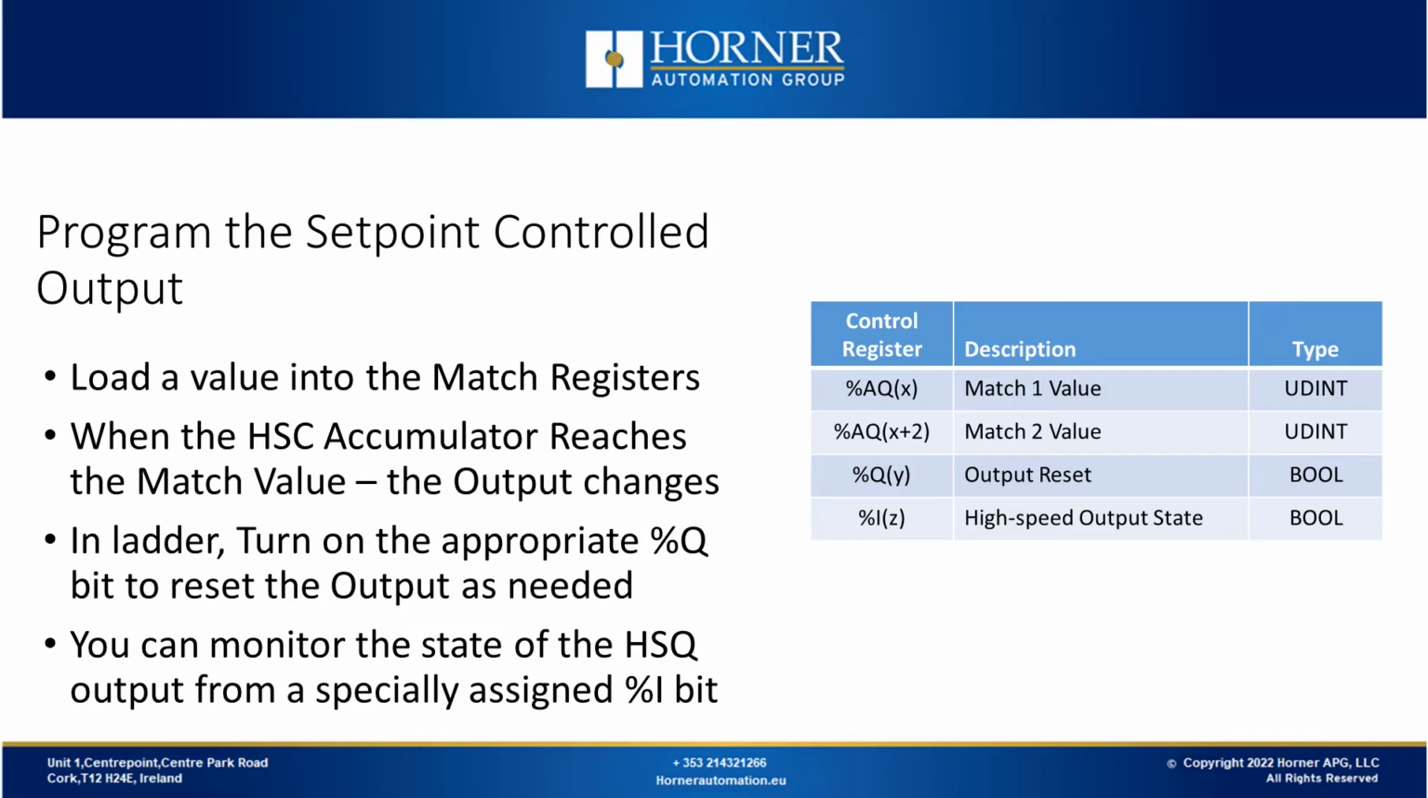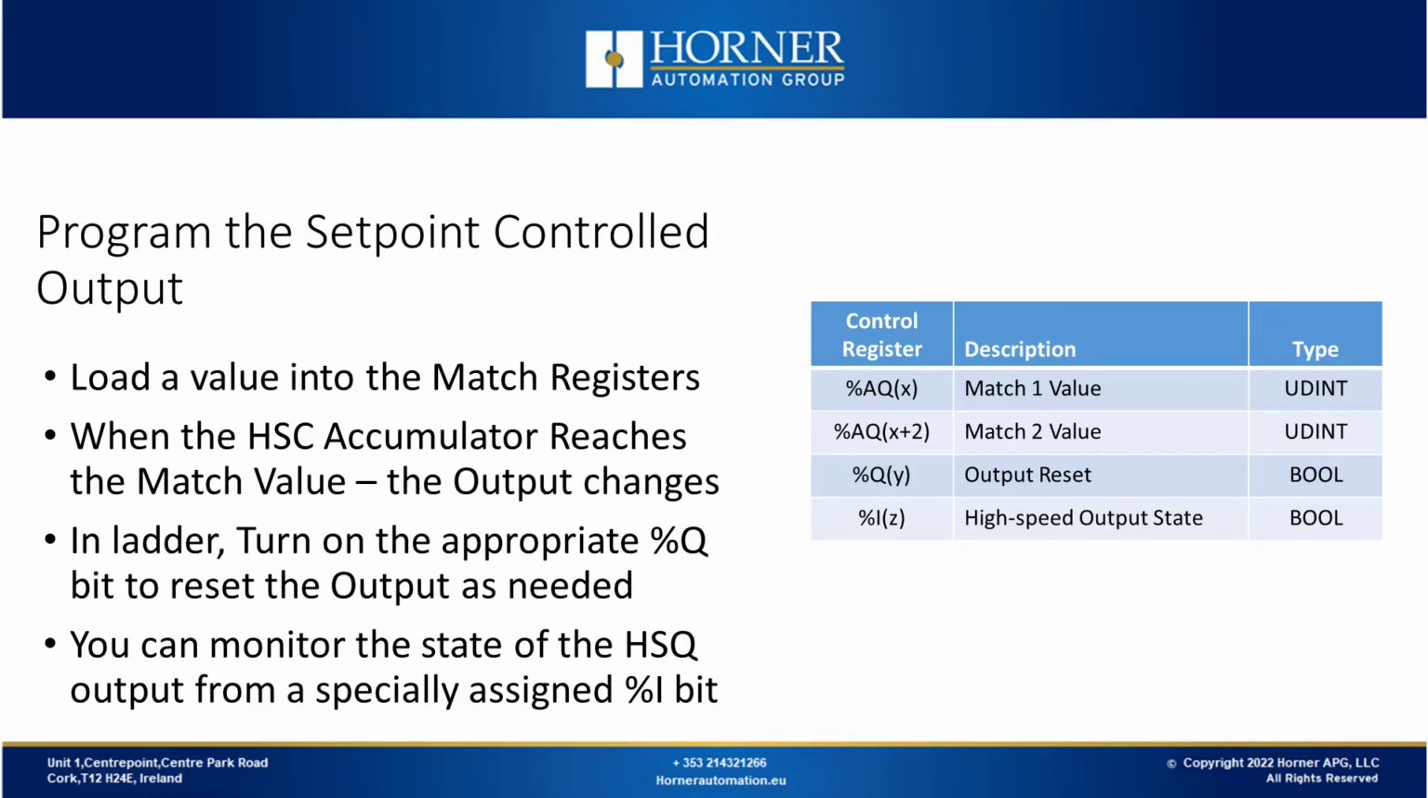Another thing you'll want to do in your program is find the Q bit that's been assigned so you can manually reset the output. For instance, if you've set your match to turn on whenever your accumulator reaches a preset point that's in the match 1 value, you're going to turn the output on. To turn that off, you use one of the Qs that's assigned to that function. By turning on that Q in your program, you can reset the output that was turned on through the match function.